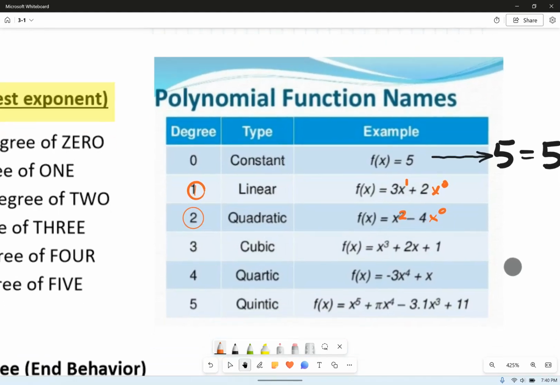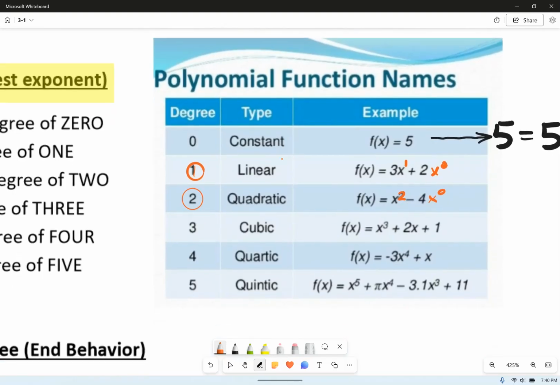Let's go down here. We look at the terms. So you keep looking at each term. That's a term, that's a term, that's a term. And when you're looking at the terms, you're looking at the exponents. And so what is the highest exponent? Well, obviously it's the 5. And because it's a 5, you are going to tell me it's quintic.